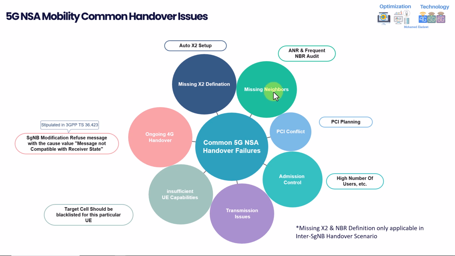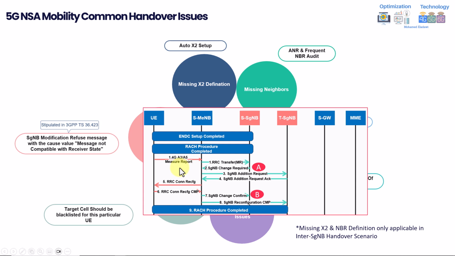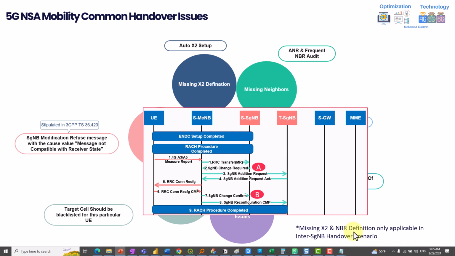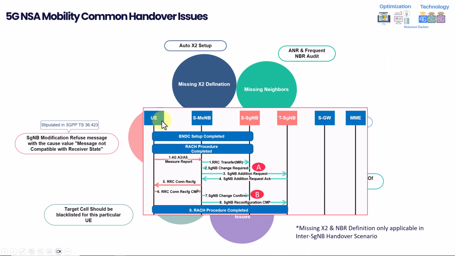That is speaking about the 4G network, but in the 5G network, even missing X2 or missing neighbors can cause handover failure. Why? If you remember this figure, which we explained in the beginning of this session. For example, in the Inter-SgNB handover, the UE reported the A3 measurement report, sent from the UE to the serving SgNB. Then the serving SgNB sends SgNB change required, because the BCI is not part of this kind of cell.